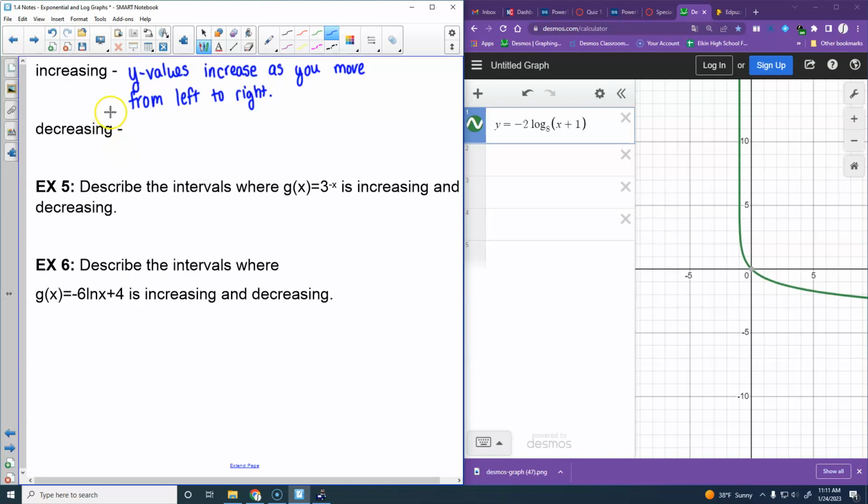And then for decreasing, our y values decrease as you move from left to right.